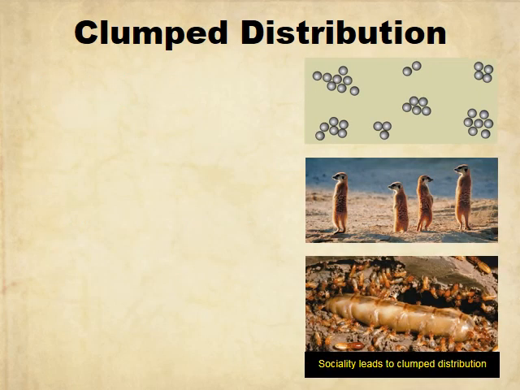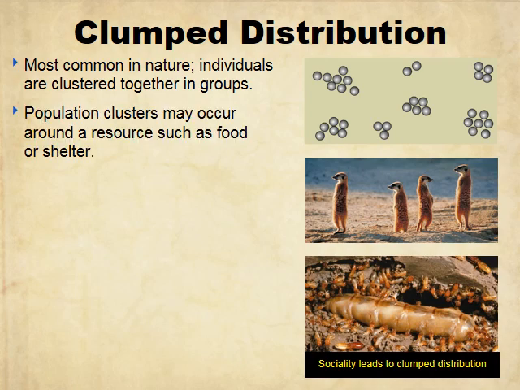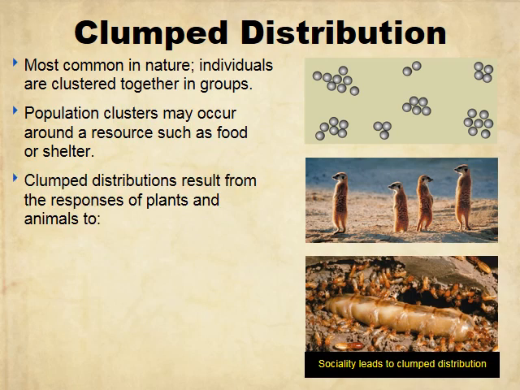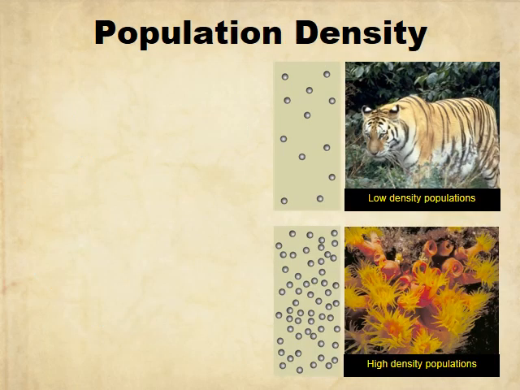Clump distribution is the one that we most commonly find, and that is where these individuals are clustered together in groups. They can occur around a resource or around shelter or different types of habitat. And this results from habitat differences, the seasonal changes in weather and the environment, and a lot of reproductive patterns and social behavior, like a school of fish.